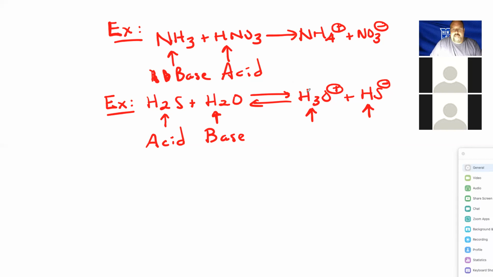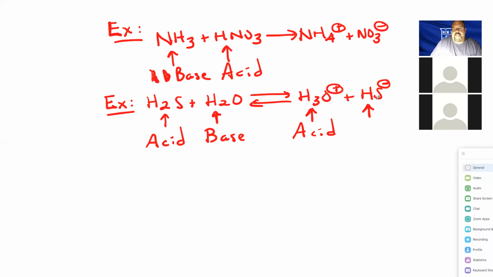Now, how does it do that? Does it do it by donating a proton to the HS minus or accepting a proton from the HS minus? And again, you only donate and accept protons with what you're on the same side with. The H3O plus becomes H2O by donating a proton to the HS minus. And therefore, the H3O plus is an acid.